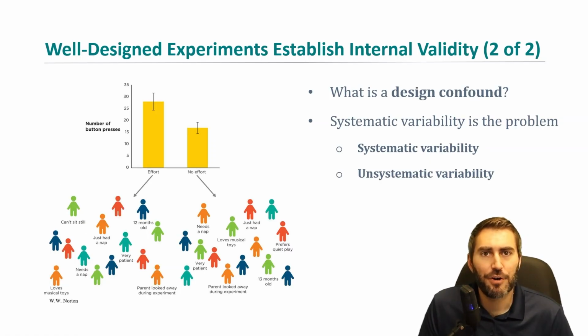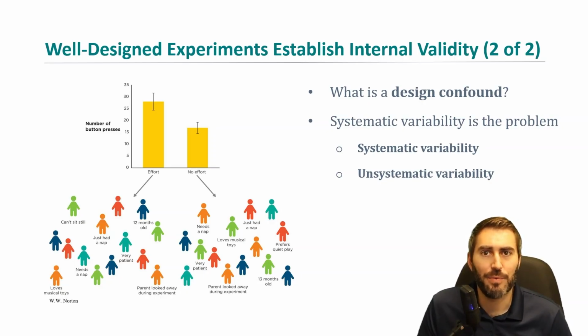To keep your internal validity intact, you have to look out for systematic variability. This is one of the real problems. Systematic variability happens when an outside variable changes in a predictable way alongside your independent variable. Like if the effort group of babies consistently got tested by, say, a warm, smiling researcher, and the no effort group got a cold, unsmiling researcher. That would be a design confound.